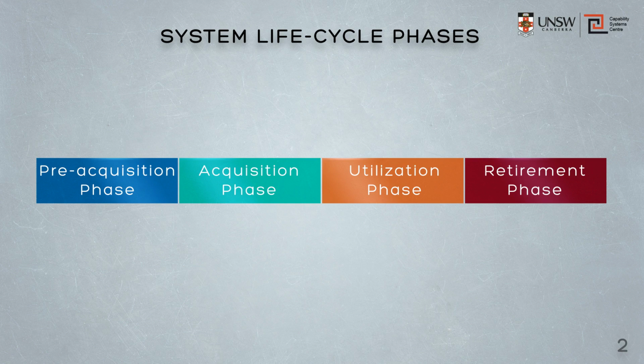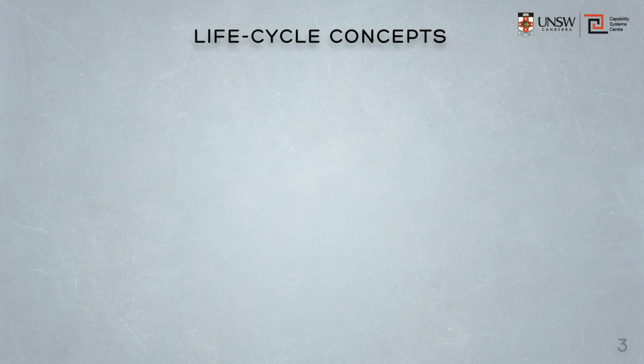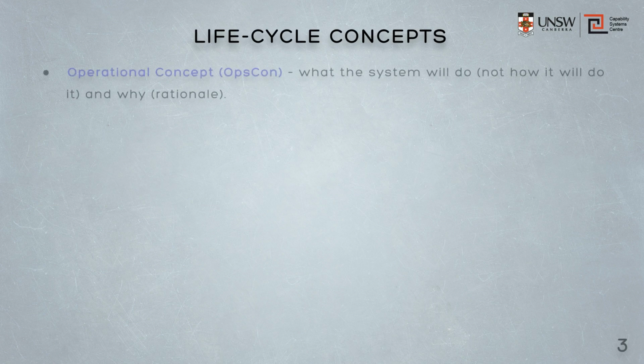Now, as we noted at the start of the presentation, during the pre-acquisition phase, a number of lifecycle concepts are delivered as part of the definition of a system. There are five principal lifecycle concepts developed to describe the system as it moves through the life cycle. The first is the operational concept, the ops con. A system ops con describes what the system will do, not how it will do it, and why, the rationale.